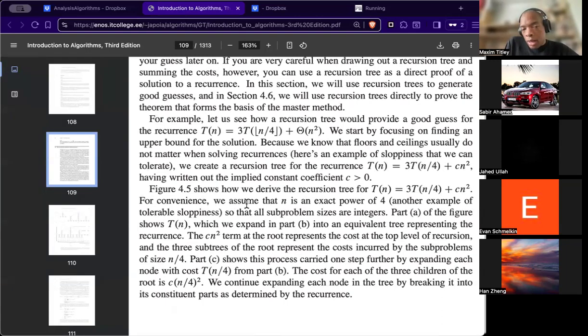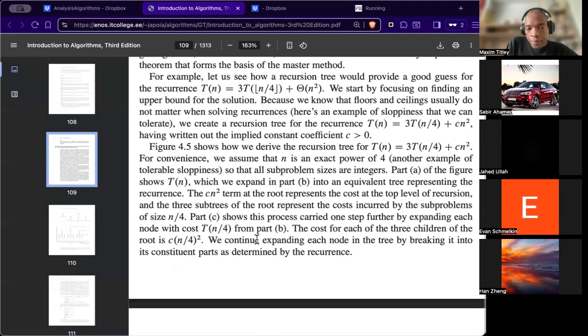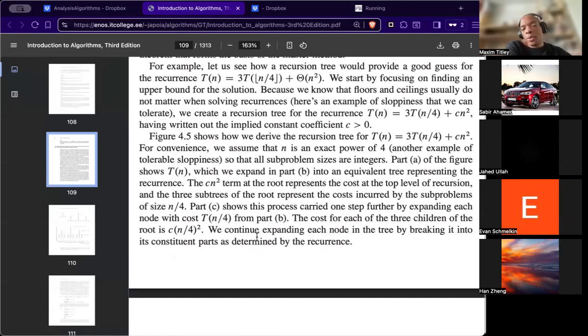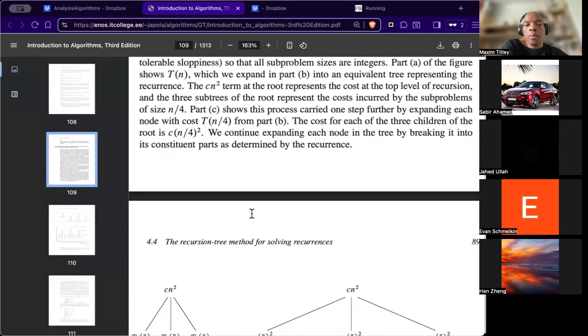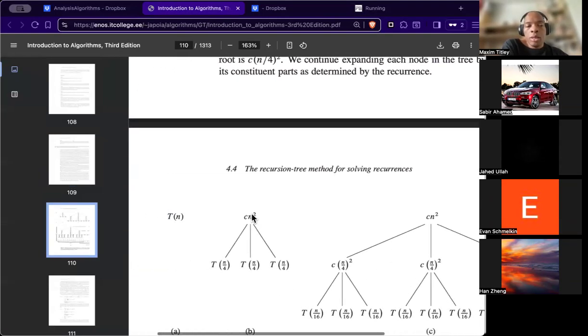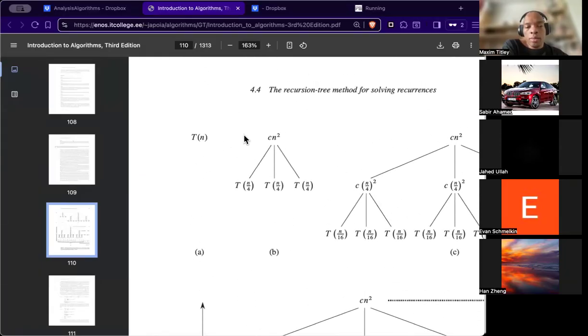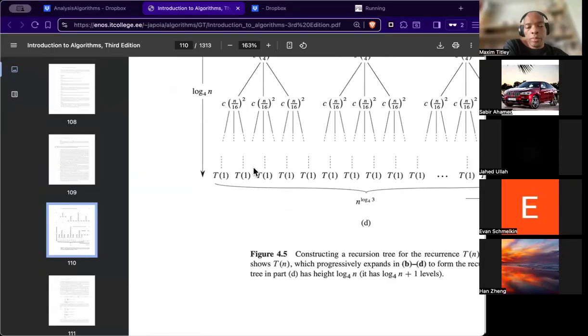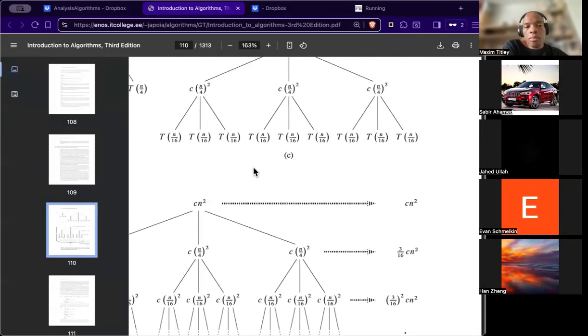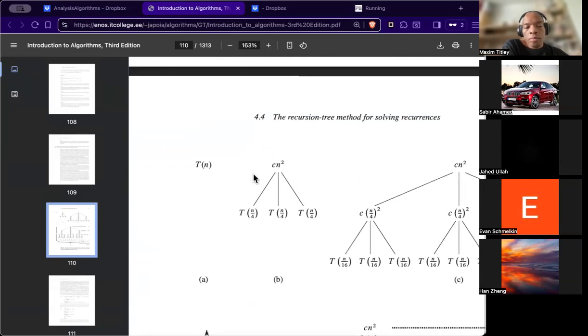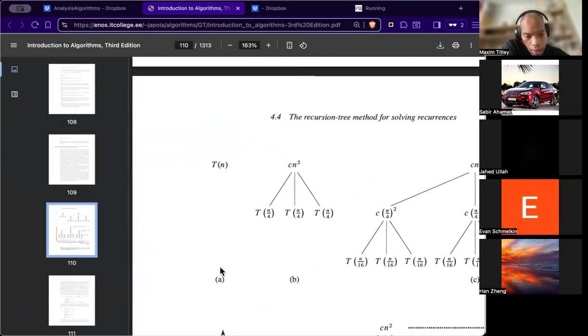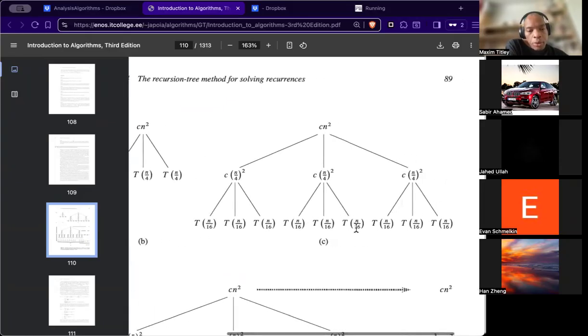Now, for convenience, we assume that n is an exact power of 4. Another example of tolerable sloppiness, so that all subproblem sizes are integers. Part A of the figure shows T of n, which we expand in part B. So here is T of n, okay? And our part A is right over here. Part B right there. And this becomes part C.